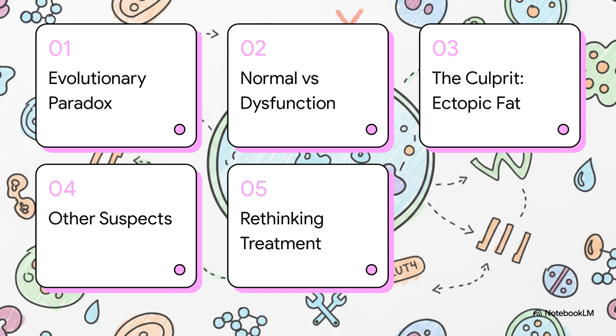So here's our roadmap for the investigation today. First, the evolutionary paradox. Second, normal operations versus dysfunction. Third, the true culprit, ectopic fat. Fourth, ruling out other suspects. And finally, number 5, rethinking our treatment strategy. And hey, don't worry if the molecular biology sounds a bit intimidating. We are going to break this down step by step so it makes perfect sense.